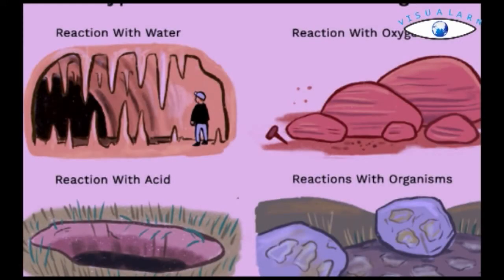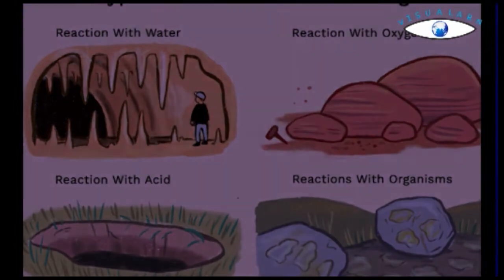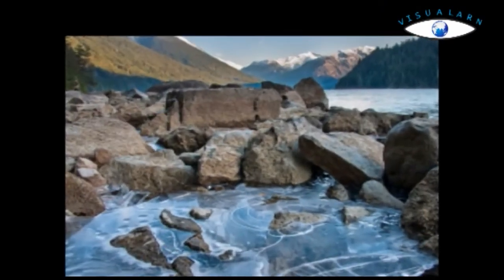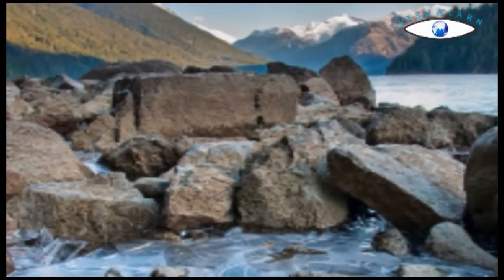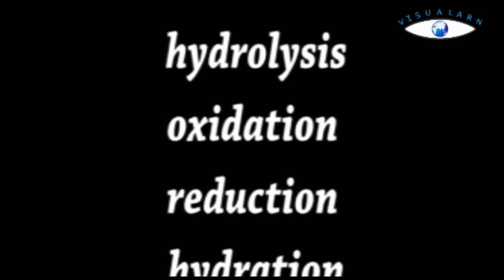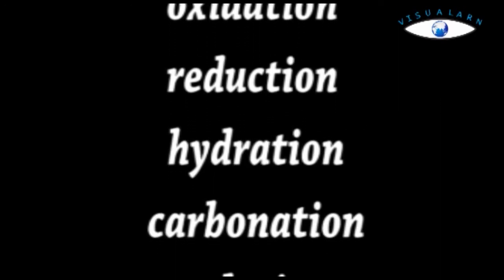Chemical weathering is the alteration of the chemical and mineralogical composition of surface rocks. The result of this process is the disintegration of rocks. Several different processes including hydrolysis, oxidation, reduction, hydration, carbonation and solution result in chemical weathering.